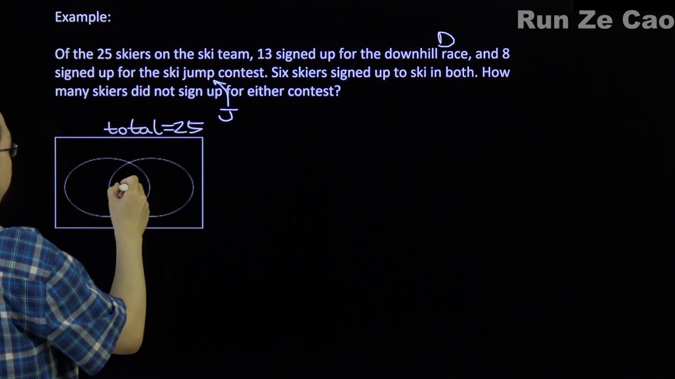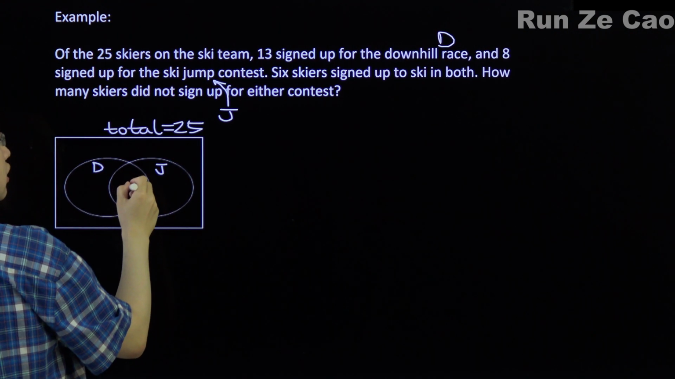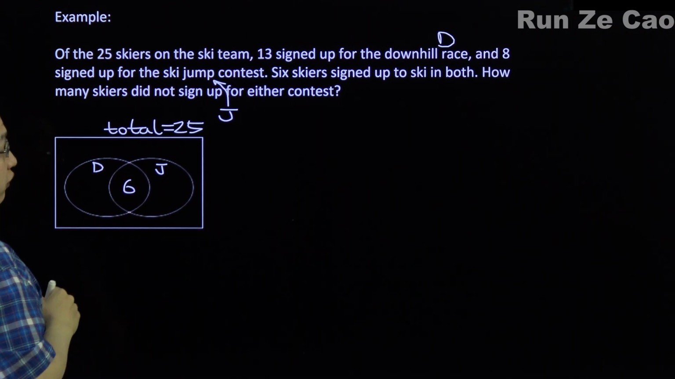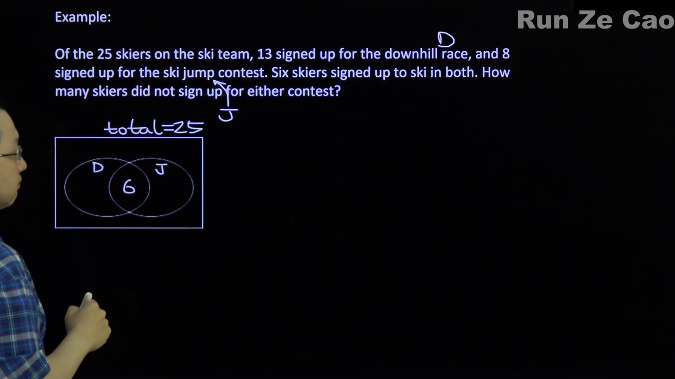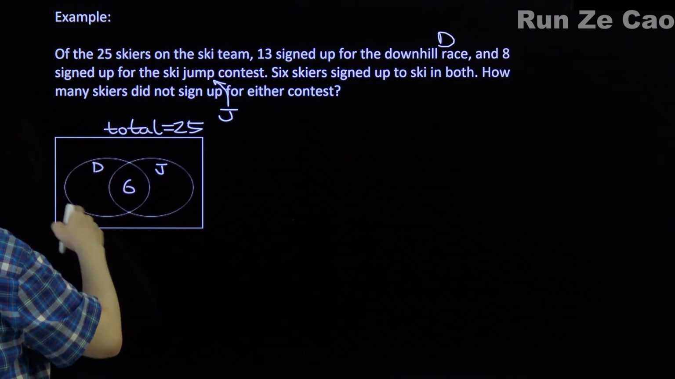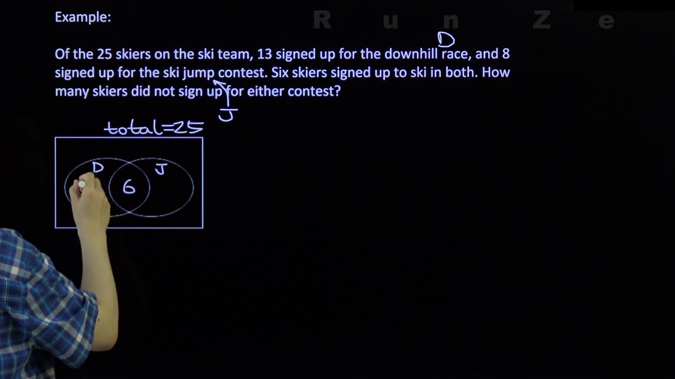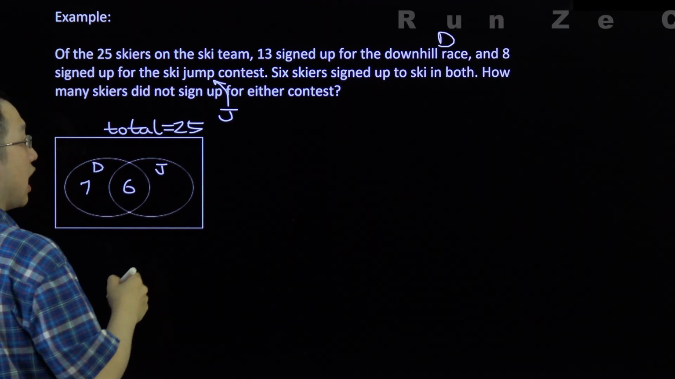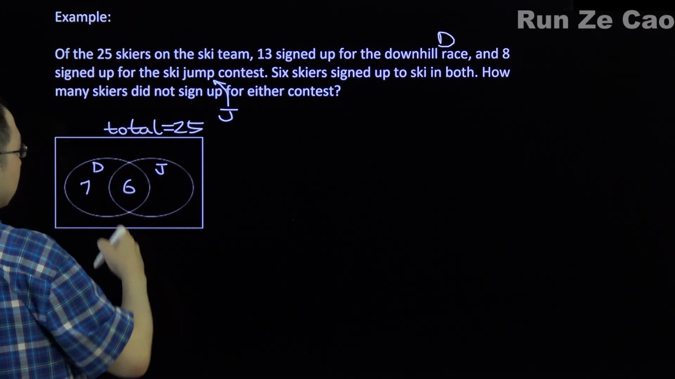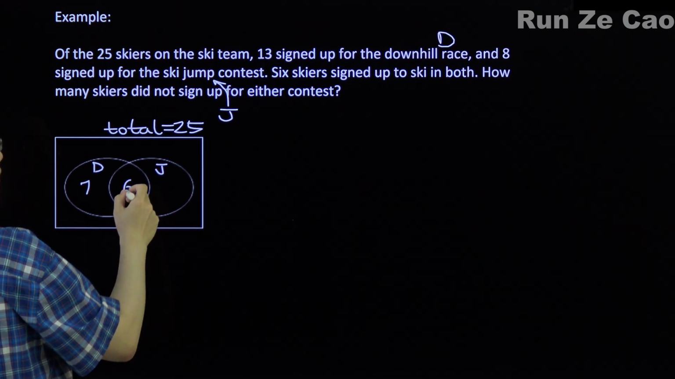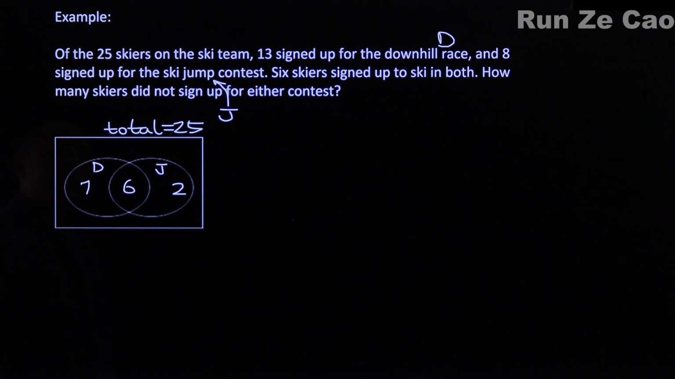So we know that both D and J, there were 6 people who decided to do both. 13 total signed up for the downhill race. So in total, D has 13 people. Now there are 6 who also choose J, so there are 7 who didn't choose J. There were 8 who signed up for the ski jump contest. 6 of them also signed up for downhill racing. So there must be 2 who didn't sign up for downhill racing.